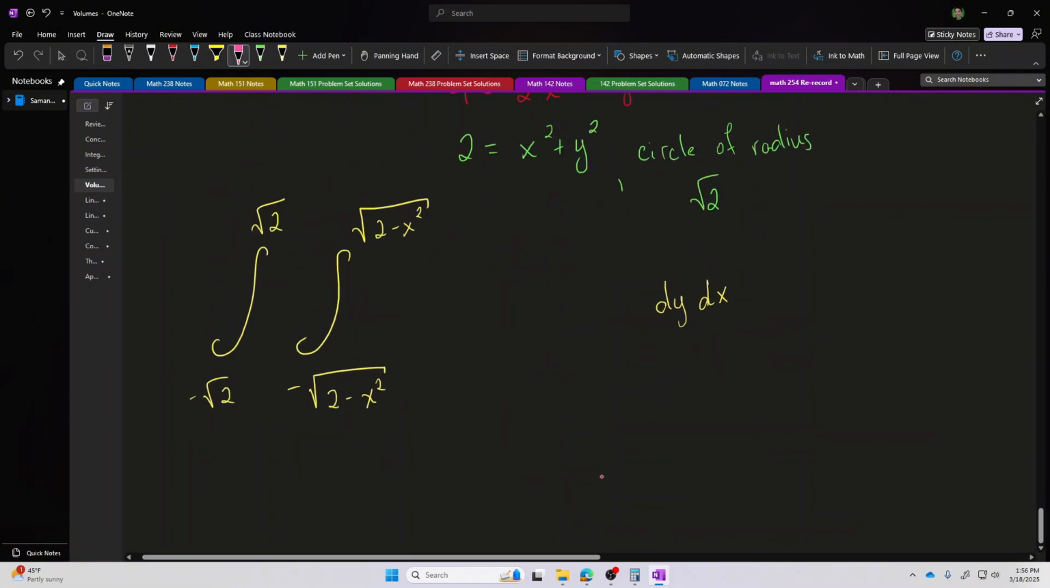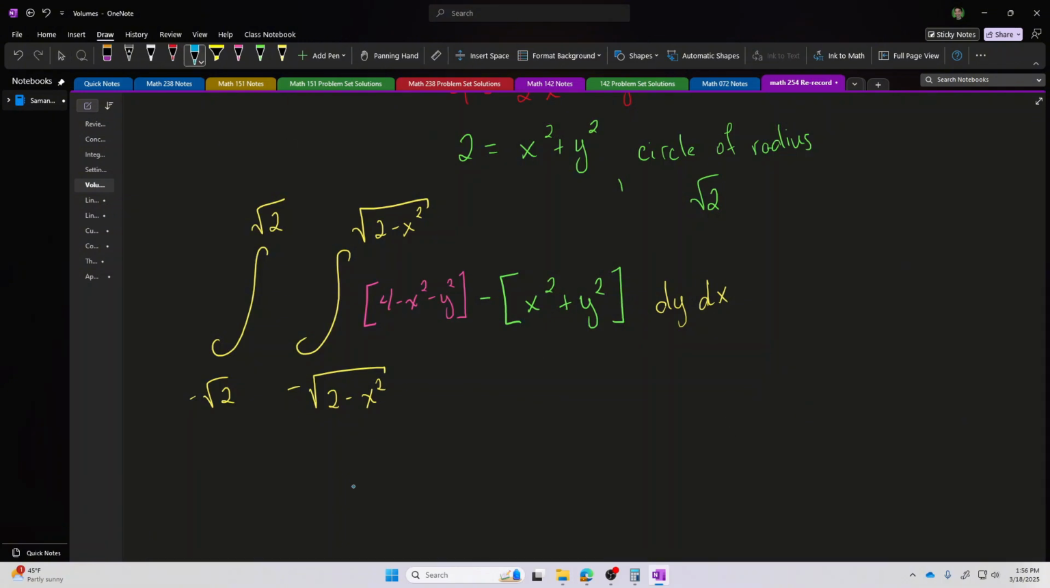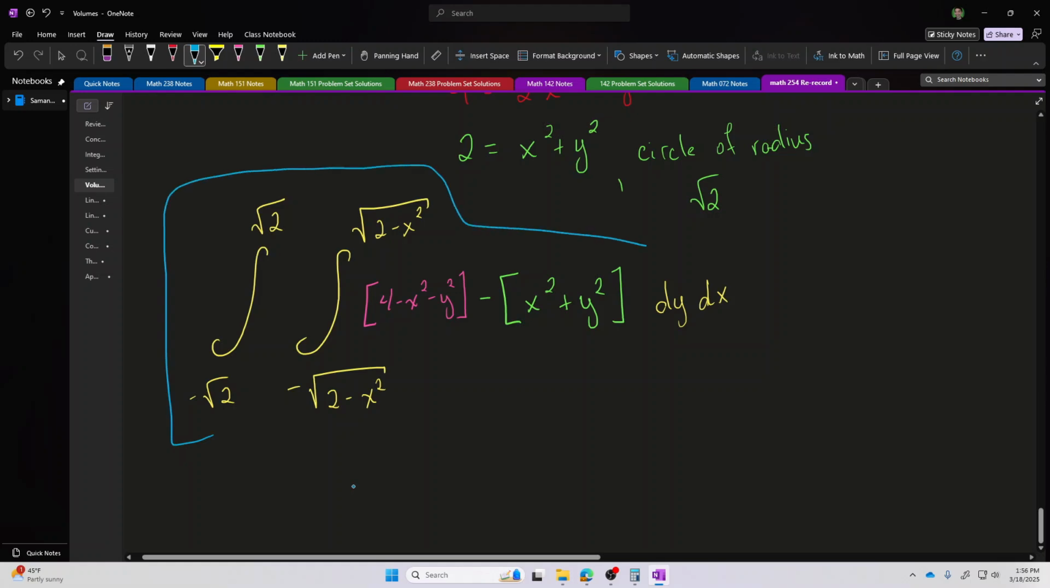So I'm going to set up my integrand in the form top surface, that entire equation, minus bottom surface, minus that entire formula, x squared plus y squared, as a function of x and y. And so this would be the double integral that could be used, in theory, to find the volume between those two surfaces.